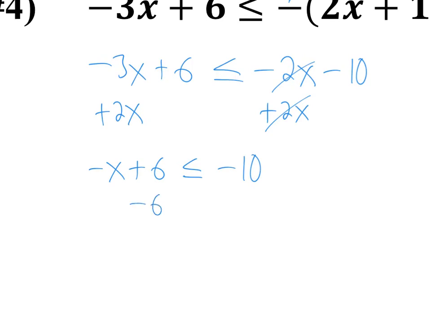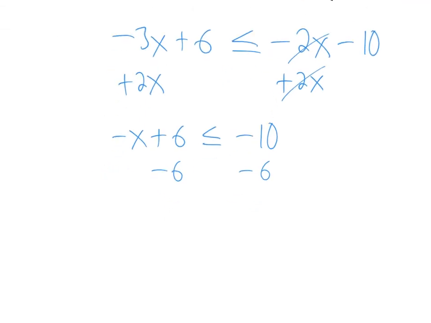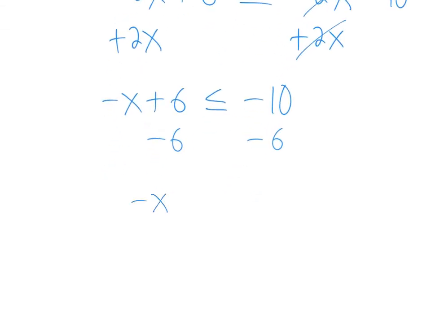All right, all the x's are together, so how do we get all the constants together? Well, we're going to subtract 6 from both sides. So we get negative x is less than or equal to negative 10 minus 6, which is negative 16.